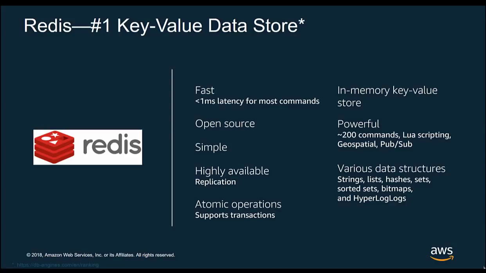It's open source, it's simple, we can make it highly available, or rather you can by selecting multi-AZ configuration when you're deploying your Redis cluster. It supports atomic operations. It's an in-memory key value store. It is actually the number one key value data store we can see online today. It's very powerful, about 200 commands, Lua scripting, geospatial. Also, if you're looking for pub sub, this is another option that's available with Redis. And then there are a variety of different data structures.